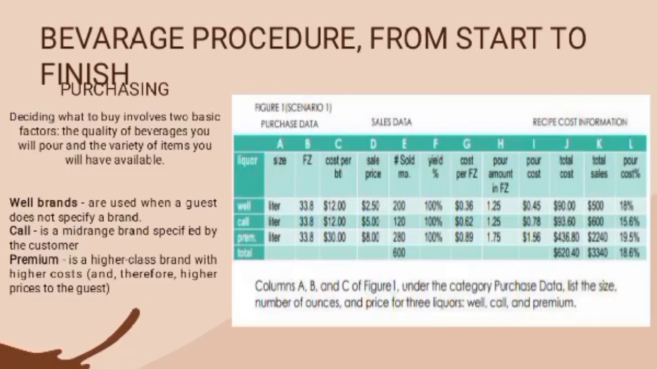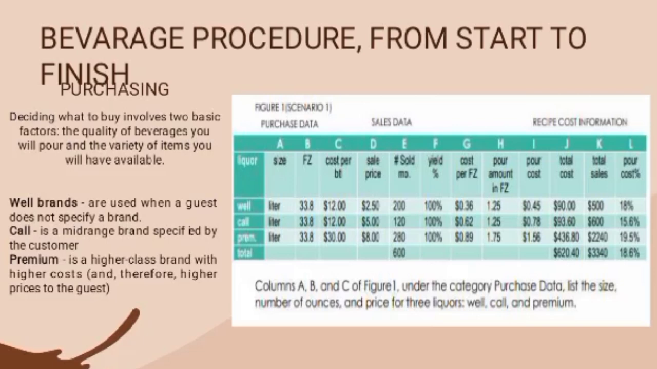Beverage procedures from start to finish. Purchasing. Deciding what to buy involves two basic factors: the quality of beverages you will pour and the variety of items you will have available. Purchasing is the process of buying goods or services that are needed by a person, business, or organization. It involves choosing the right suppliers, negotiating prices, and ensuring the items meet quality and delivery requirements.